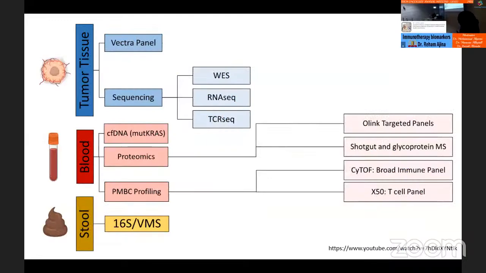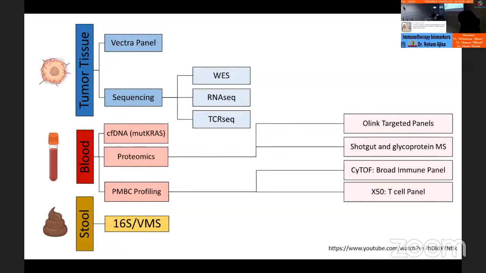Going back to this figure, from the tissue they did this Vectra panel. They also did sequencing: whole exome, RNA-seq, and T-cell receptor sequencing. When I say T-cell receptor, it's just for the T cells within the tumor. They sequenced their T-cell receptors to know the clonality and to know what antigens were targeted by the tumor.